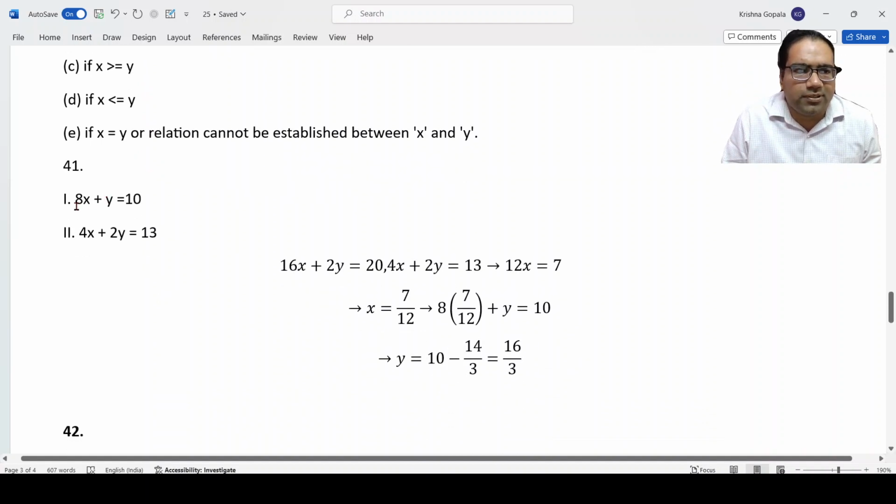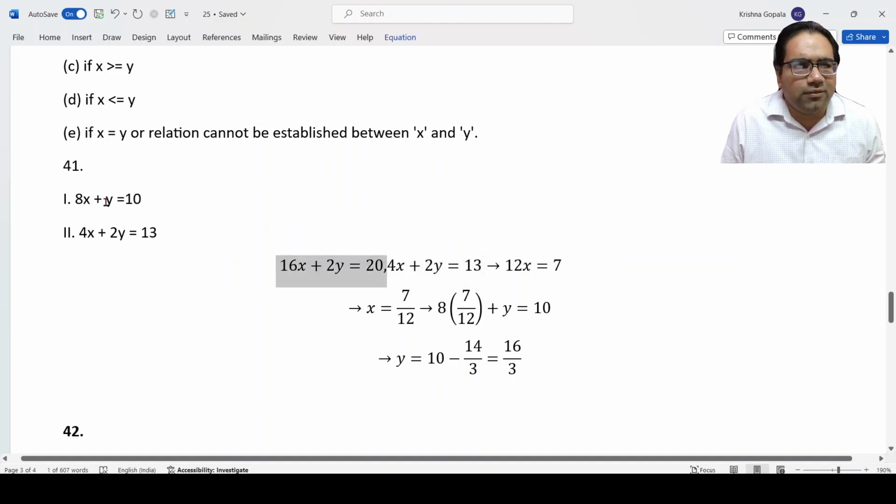Okay, let's take the first problem. 8x plus y equal to 10, 4x plus 2y equal to 13. In these problems, we should multiply one of the equations in such a way that either x or y gets eliminated. So here, we will multiply the first equation by 2: 2 into 8x plus 2 into y equals 2 into 10. That is 16x plus 2y equal to 20. That is what we have written here.